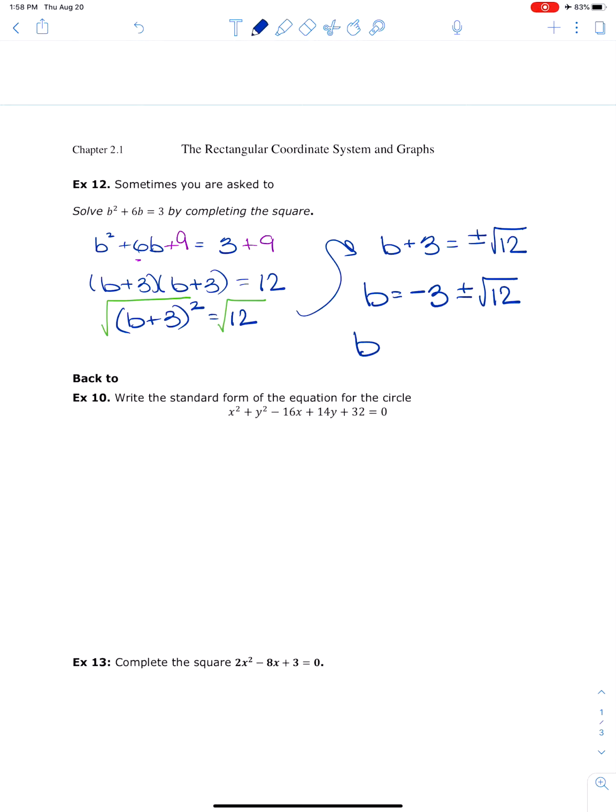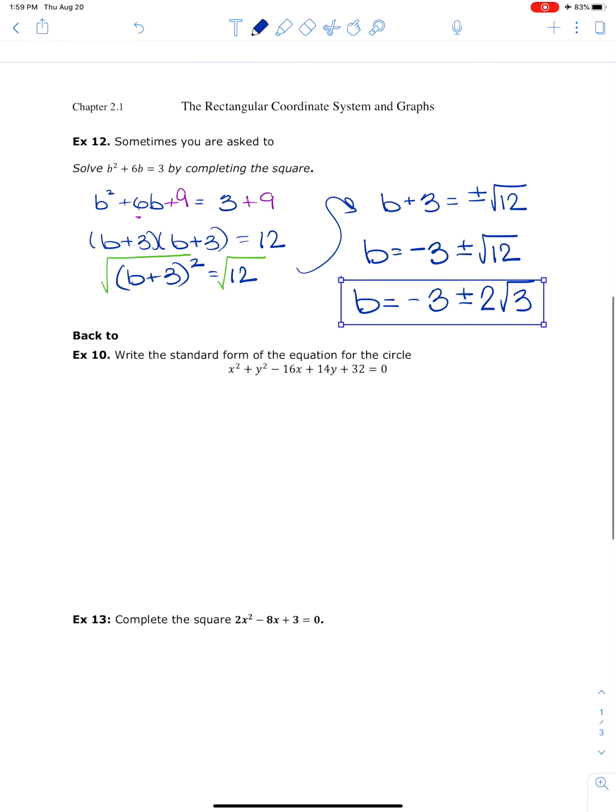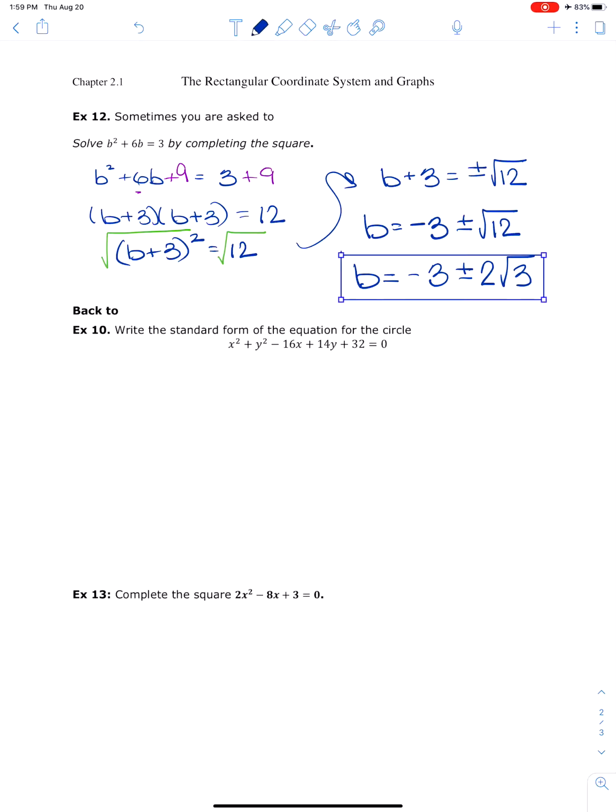12 can be written as 4 times 3. So I end up with -3 plus or minus 2 times the square root of 3. So we've solved, we found b. We started with a quadratic. We ended up with two separate solutions. All good. So now let's go back to example 10.